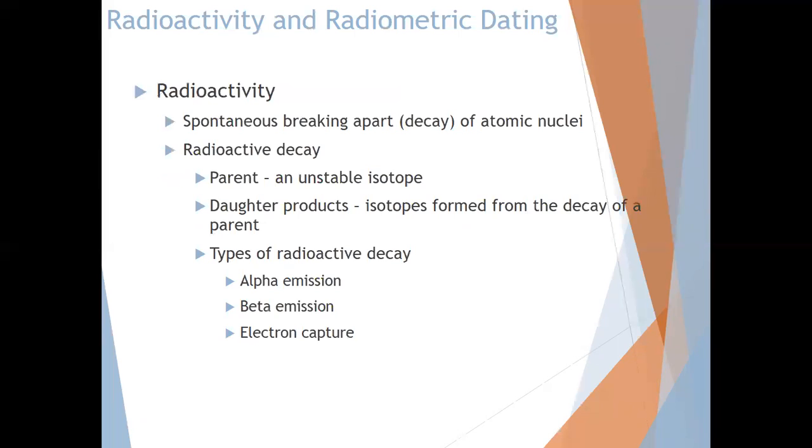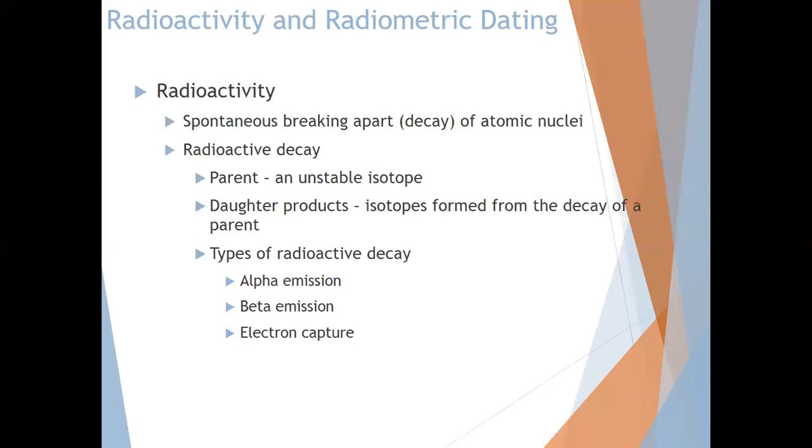Radioactivity is the spontaneous break apart, or the decay, of atomic nuclei. Radioactive decay happens when an unstable isotope breaks down to create more stable isotopes. That unstable isotope is the parent. The daughter products are the isotopes that form from decay of the parent. And there's usually a long pattern of radioactive decay that will result eventually in a more stable daughter product. Not everything in this breakdown pathway is going to be stable, though. There are 3 types of radioactive decay I'm going to mention.